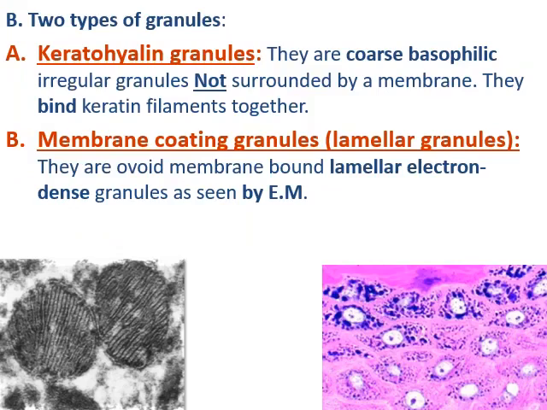The first type of the granules is keratohyaline granules. They appear as coarse, basophilic, irregular granules. They are not surrounded by a membrane. Its function: it contains protein that binds the keratin filaments together to make denser or thicker bundles. The second type of the granules is membrane coating granules, which are granules surrounded by a membrane and called lamellar granules. They appear electron dense by electron microscope.